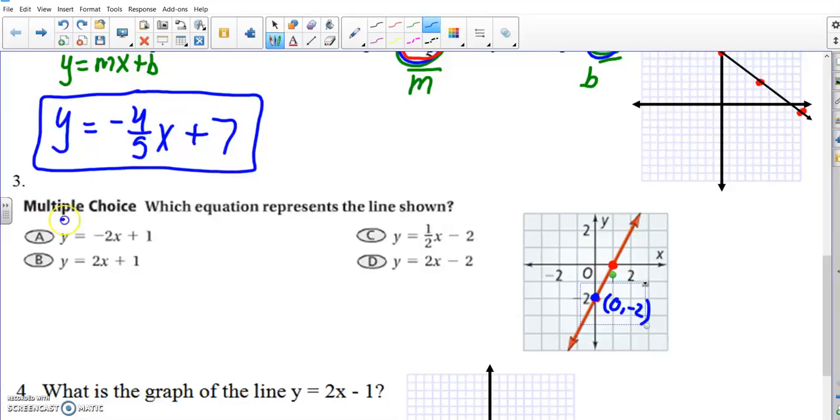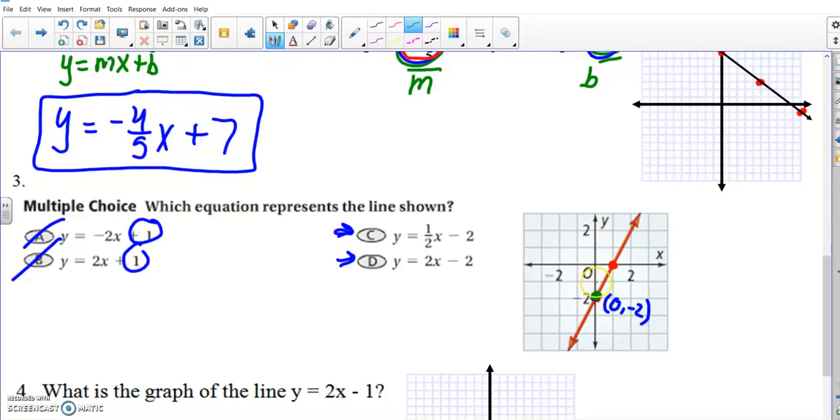So if we look at our choices, A and B are not possible because they're telling us our y-intercepts are 1. But we can see from the graph that they're going to be -2. So in this case, C and D are our options here. The only other thing that we're able to look at this point is the slope. So what we can do is start at this y-intercept and just count how many up, how many over to get to our next point.